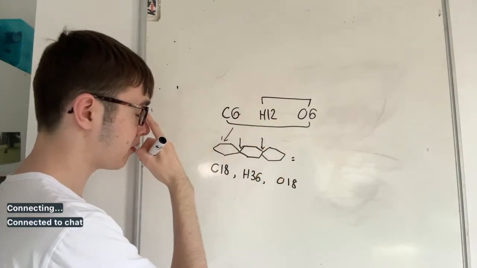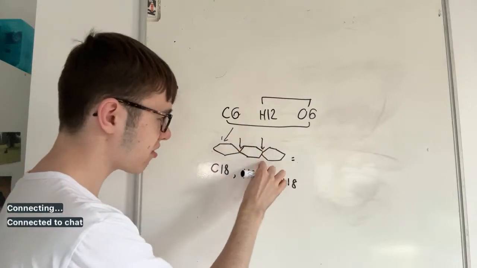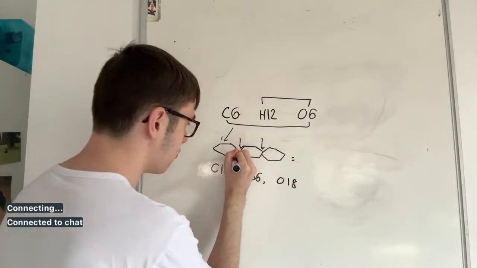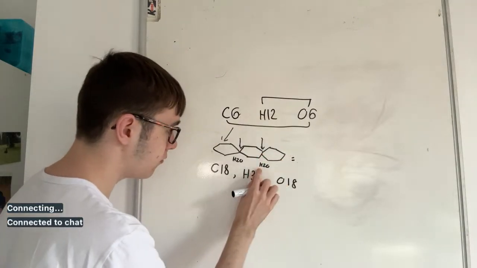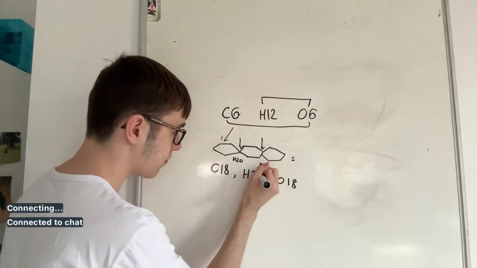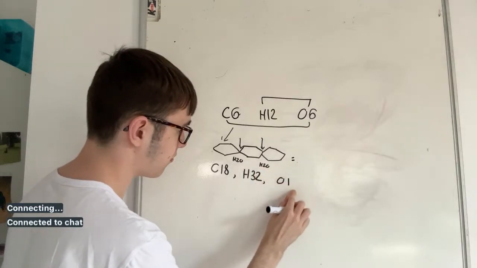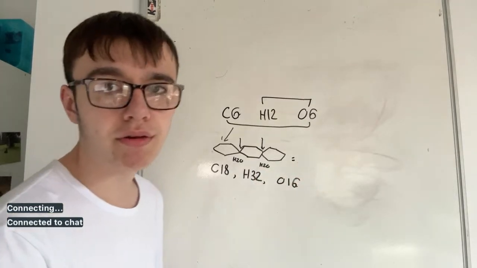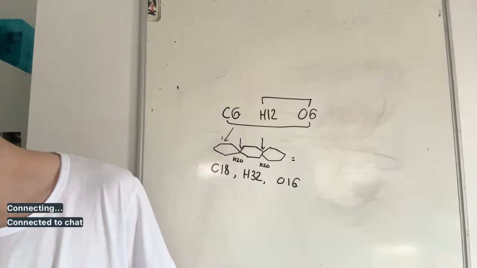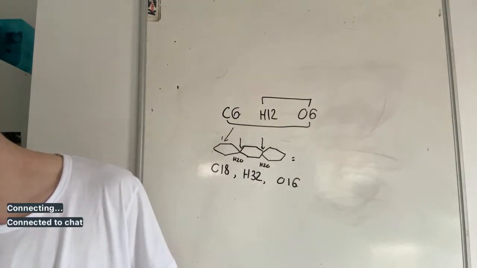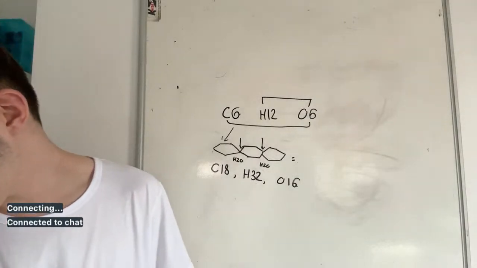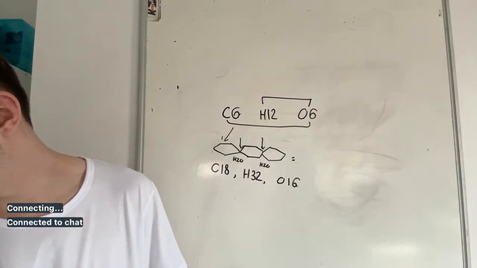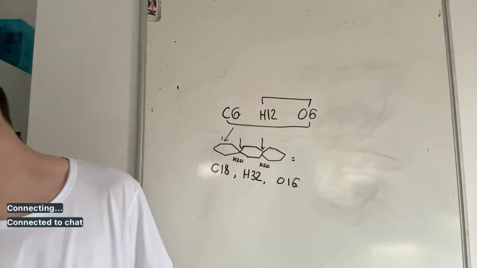There are glycosidic bonds. There are 2 glycosidic bonds. So that's 2 water molecules, so you would remove 2 H2O, and that's how you get your answer. Just going to check if that's right. Yep, C18 H32 O16. So let's see what the mark scheme said.